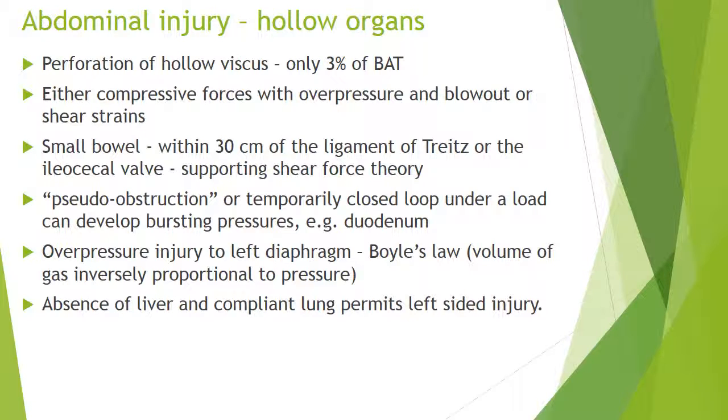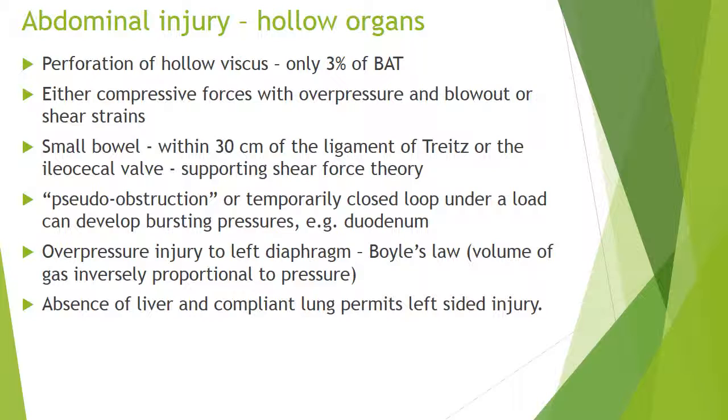The hollow abdominal viscera can be injured by either overcompressive forces due to overpressure and blowout, or due to shear strains because of the junction of the fixed and mobile portions. The small bowel within 30 centimeters of the ligament of Treitz, or the ileocecal valve, or even the mesosigmoid. The theories here support shear force theory. It can also occur that there is some kind of a pseudo obstruction by a temporary closed loop, for example the duodenum, the sigmoid, or even a loop of small bowel. Whenever there is an overpressure, that area will suddenly give way and blow out.